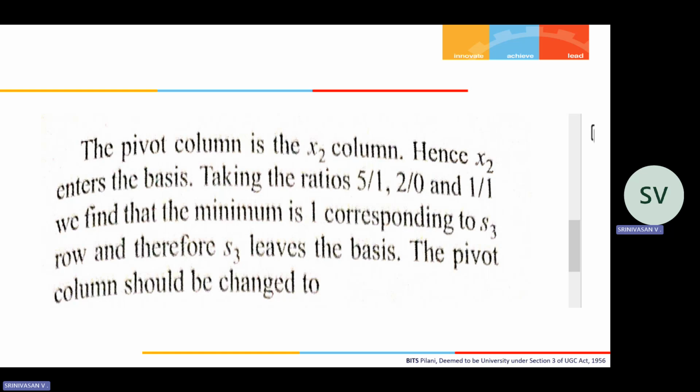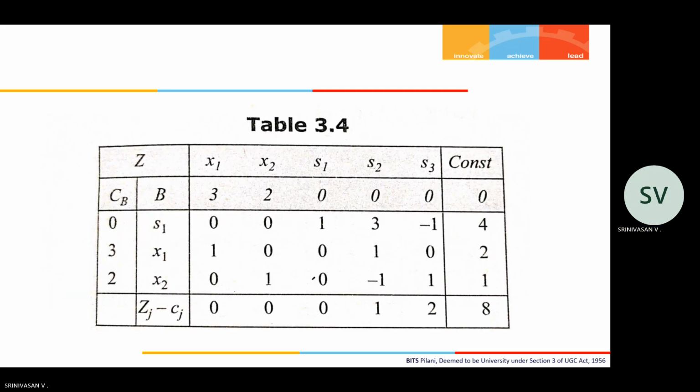And x2 is entering. The pivot column should be changed. Look at x2 entering the basis, becoming a basic vector with corresponding coefficient 2, and s3 out. So now, you had 1 here, you got 0 here. Operations. Now, having done iterations twice, look at Zj minus Cj.